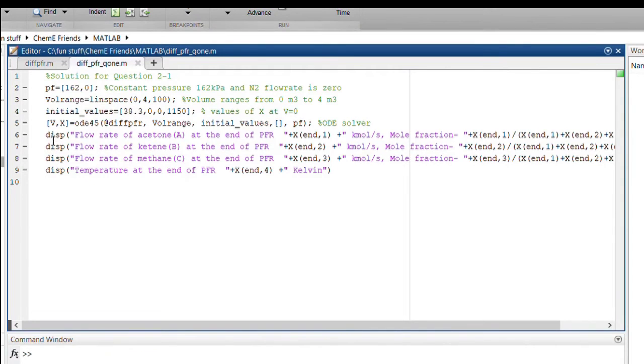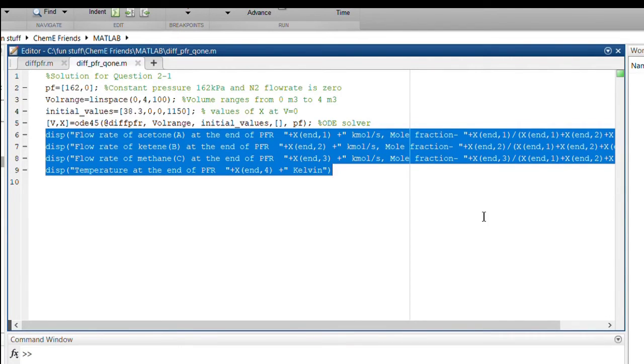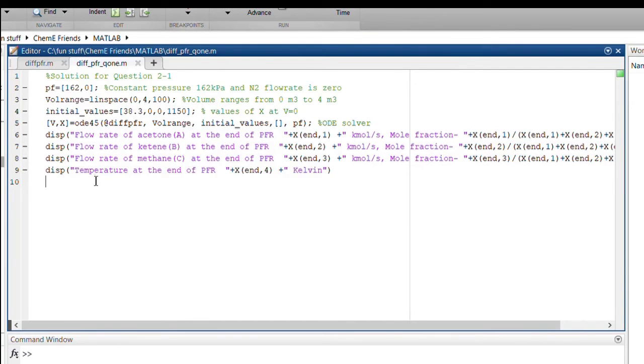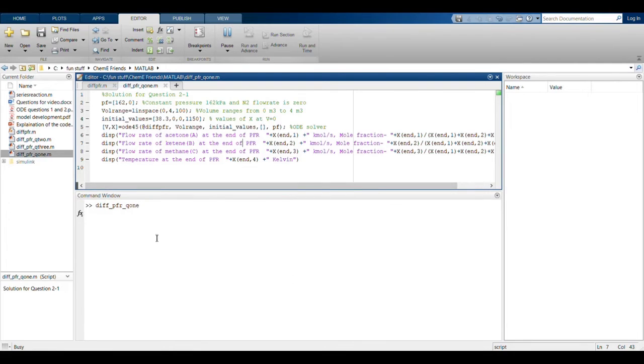Now these lines will be displaying the flow rates of each component and the mole fraction of the respective component as asked in the question, and we also have the temperature at the end of the PFR which will be displayed. Let's run this code now. So I'll click on run and let's see what we get.